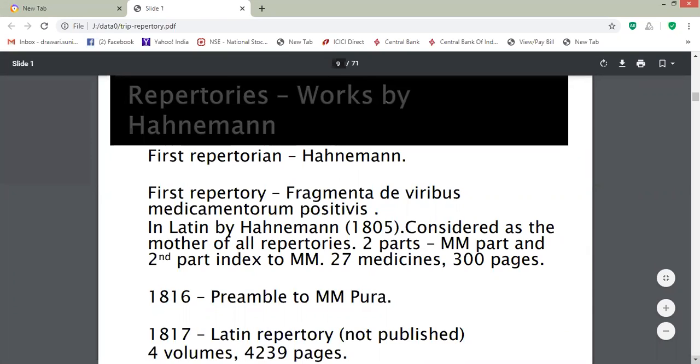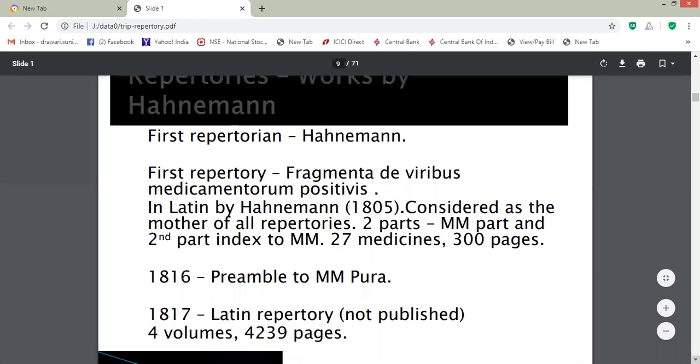Then in 1816, preamble to Materia Medica Pura. Then in 1817, the Latin repertory, which has not yet been published, written in 4 volumes and having 4,239 pages.